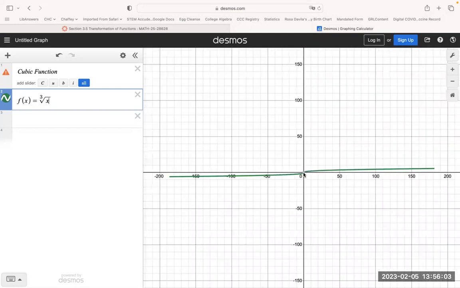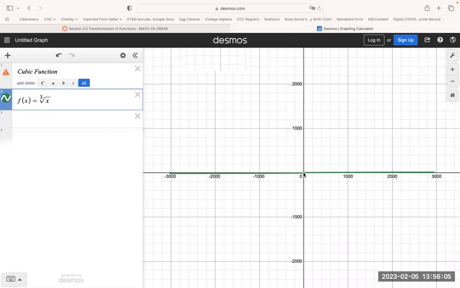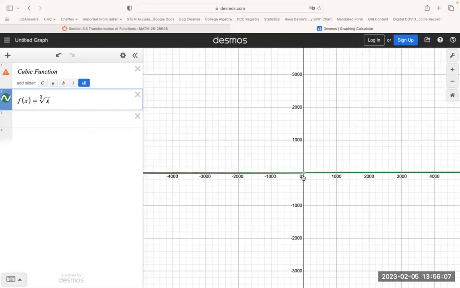As we start zooming out, it looks like we don't really have that much of a range, but we do have those values down here. It's just so far off to infinity that we can't see it with our bare eye, but they are there. We are able to have all real numbers for both domain and range. So this was the cubed root, not the cubic function.